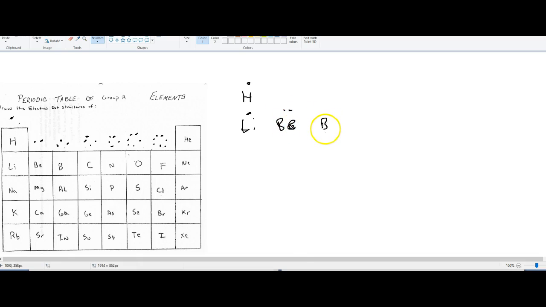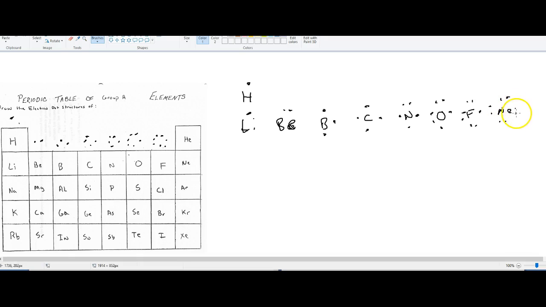I'm going to say boron has 3 dots. I'm going to say carbon has 4 dots. I'm going to say nitrogen has 5 dots. I'm going to say oxygen has 6 dots. Say fluorine has 7 dots. And then neon, which is perfectly happy because it has all 8 of its dots.